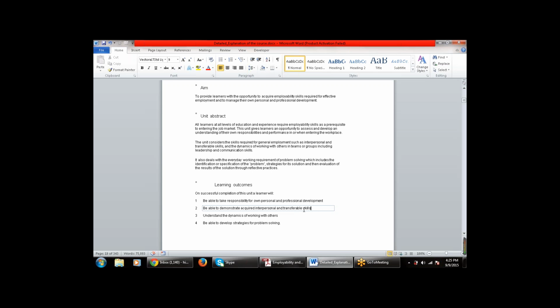So first is the responsibility, or we can say the understanding of the personal and the professional development. There is a difference between the personal and the professional development. So what are the various skills that are required for developing the personal and the professional development? Then be able to demonstrate the acquired interpersonal and the transferable skills, that is, what are the interpersonal skills and what are the transferable skills that are used in employability and professional development.